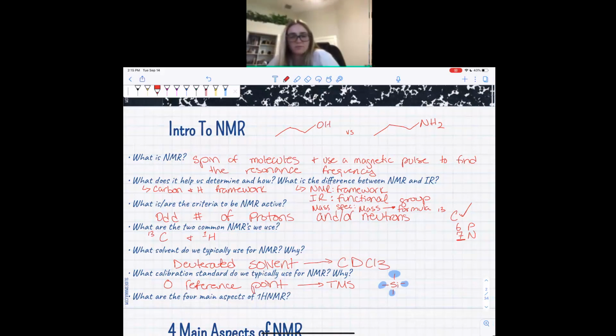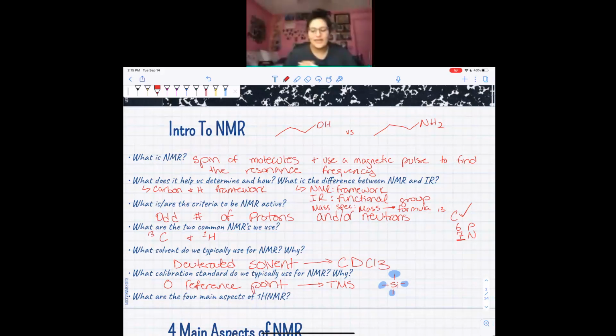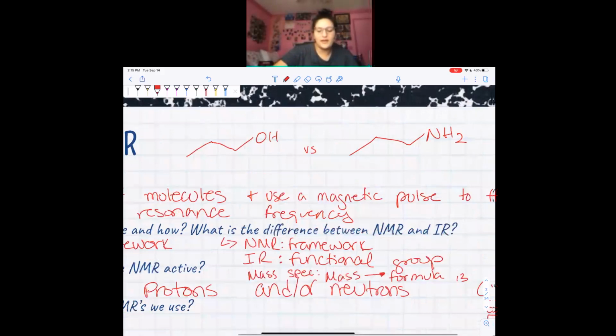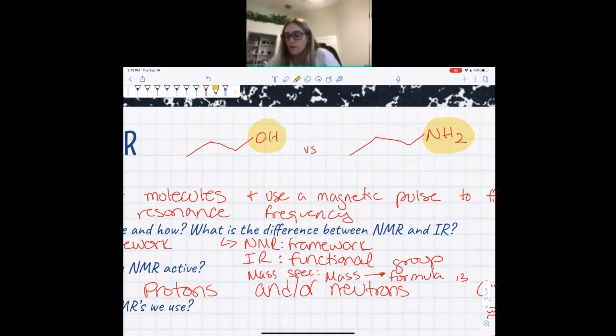NMR? So we could use... No, the formula, so it would be mass spec. Well, okay, so technically you could use NMR and mass spec, but the best one would be IR because the biggest difference here is the functional group.